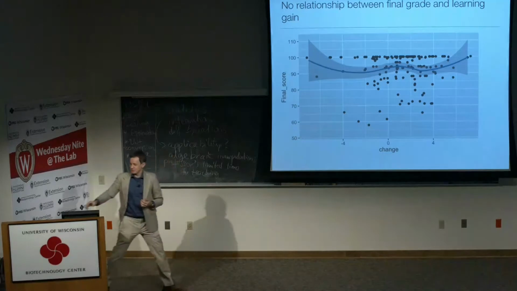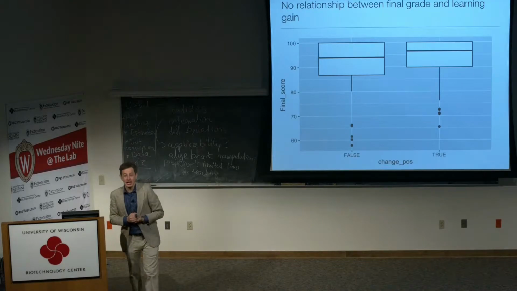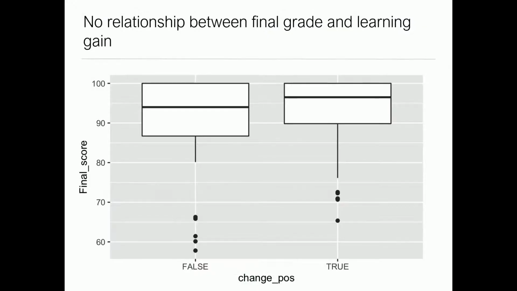And so I tried to discretize it and say, all right, was there a gain or not, right? So basically, was there a positive score, like number of questions the answer? Was it greater than before or less than before? And this is the final score. And once again, if you do just a t-test or something, it's still not significant.